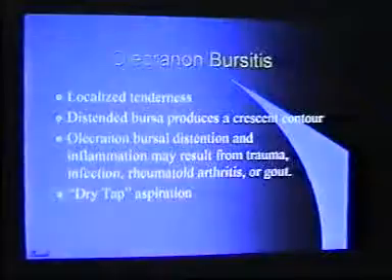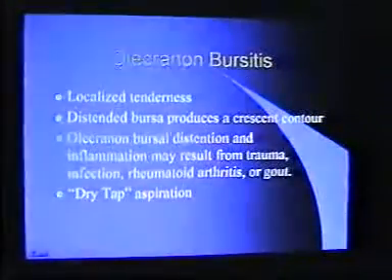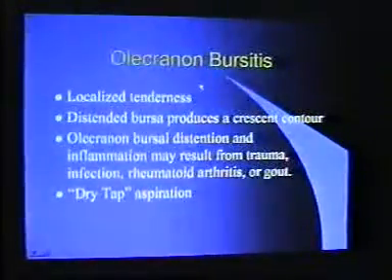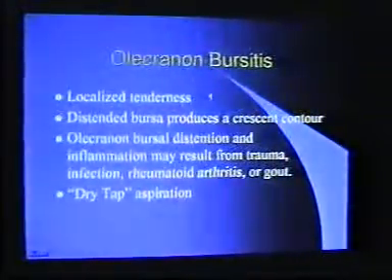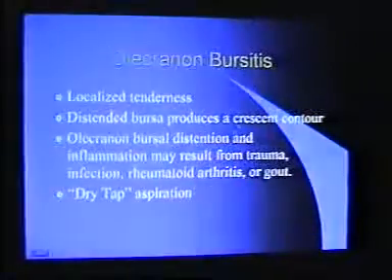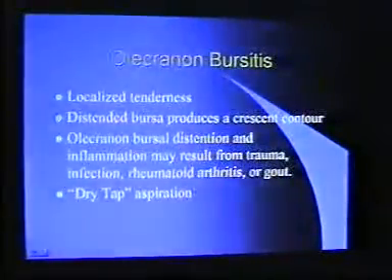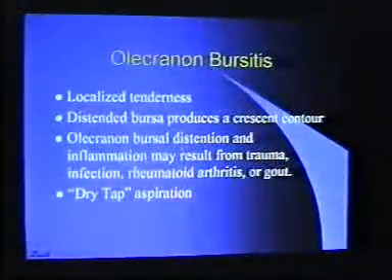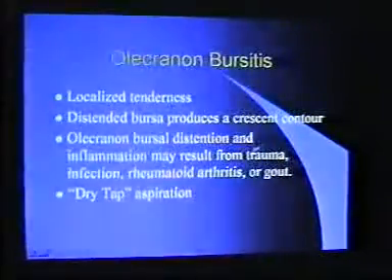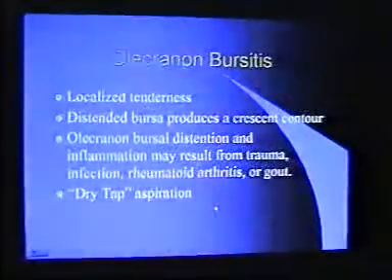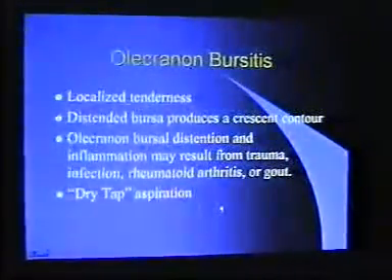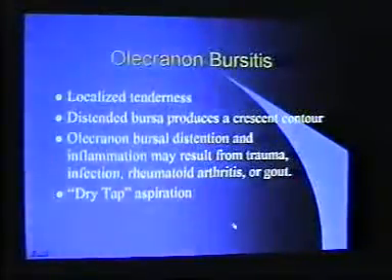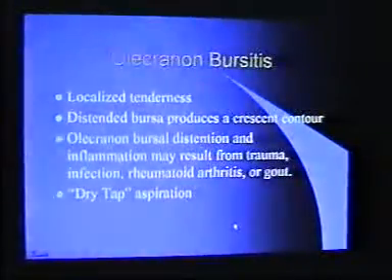Then we come to olecranon bursitis. It is seen in the olecranon bursa. Localized tenderness will be there. A distended bursa produces a crescent contour. Olecranon bursal distension and inflammation may result from trauma, infection, rheumatoid arthritis or gout, and dry tap aspiration is possible.